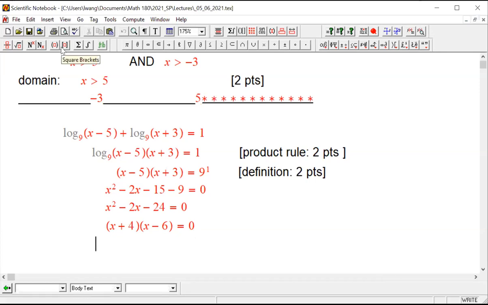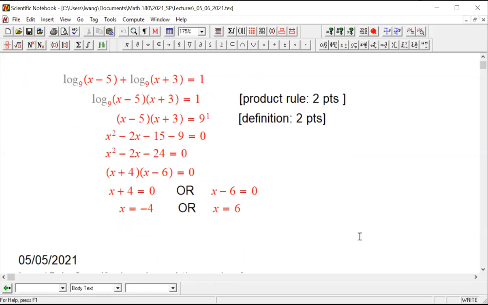Okay, and then we get the product rule. I'm sorry, not the product rule. Principle number 5, right? Principle number 5: x plus 4 is equal to 0, or x minus 6 is equal to 0. So x equals -4, or x equals 6. Okay, and then domain check.